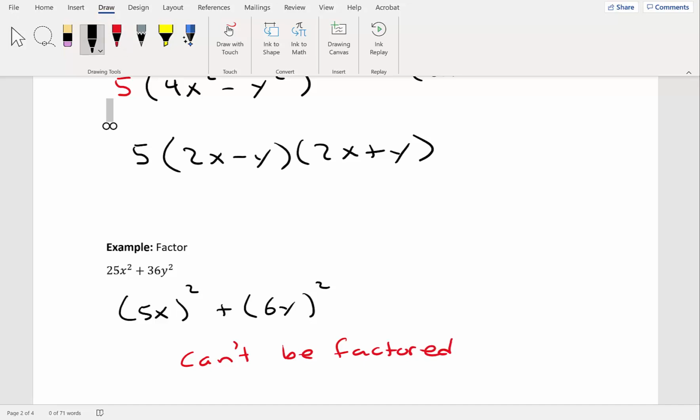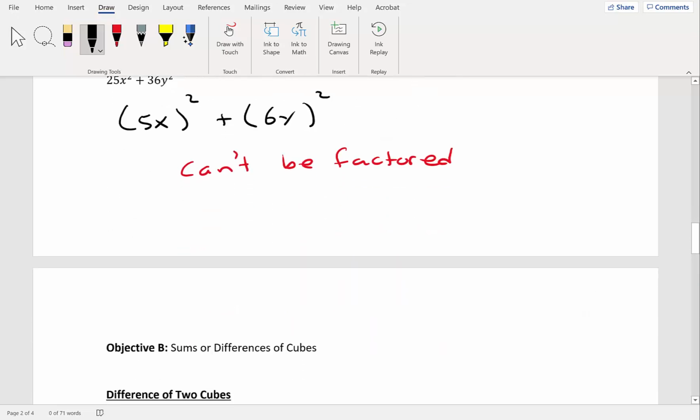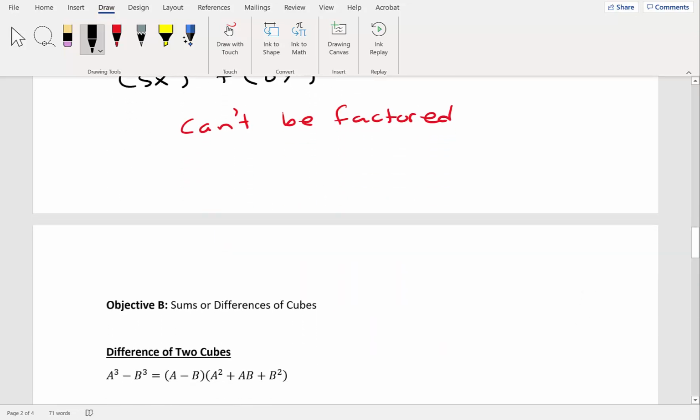So differences of two squares, you could factor those out. Sums of two squares, you cannot factor those out. So now we take a look at our next objective, which is sums or differences of cubes.